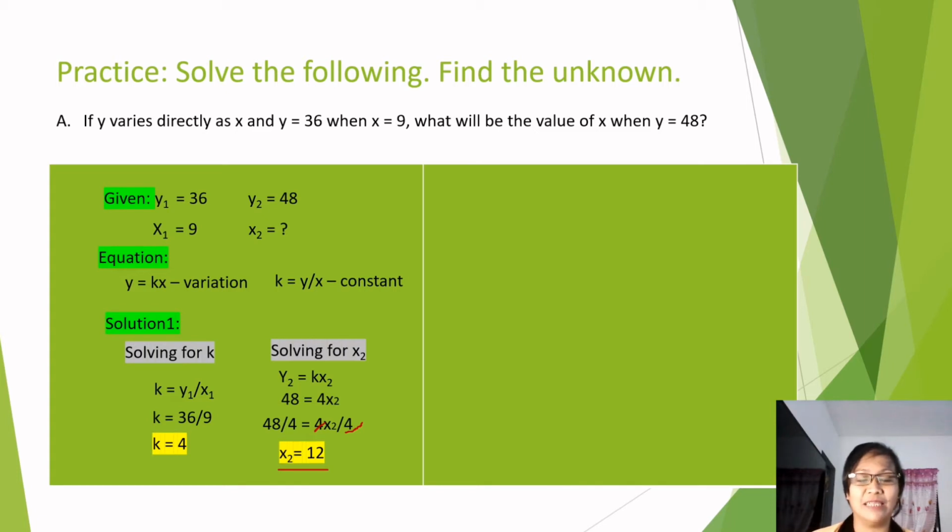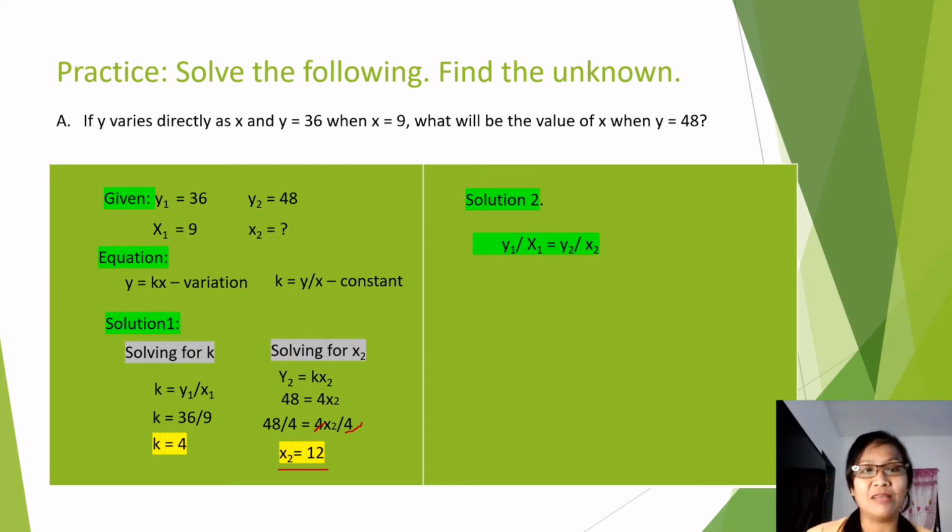We have another solution. Paano? Gagamit tayo ngayon ng ratio and proportion, by using y sub 1 over x sub 1 is equal to y sub 2 over x sub 2, since ito ay direct proportion. Okay? Or direct variation. So, direct variation and direct proportion are the same. So, ito na siya. Next, substitute natin ang given. So, we have now 36 over 9 is equal to 48 over x sub 2.